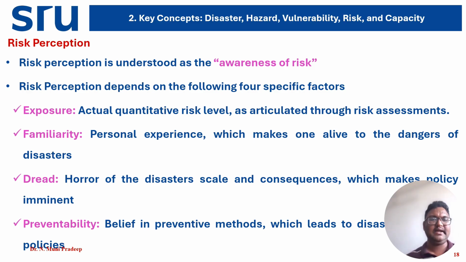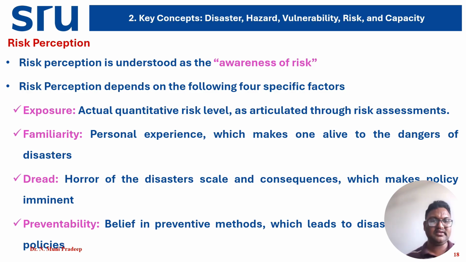And the third one is dread. The horror and the fear associated with the scale and consequences of a disaster, which increases risk perception. For example, nuclear accidents are perceived as extremely high risk events, even though statistically coal mining accidents kill far more people. Coal mining accidents kill far more people, but still many people are interested to work in coal mines instead of nuclear reactors. So the dread of nuclear contamination and its invisible long-term effects amplifies risk perception far beyond the statistical probability. Even though the deaths are far fewer compared to coal mining accidents, people are not ready to work in a nuclear reactor area.